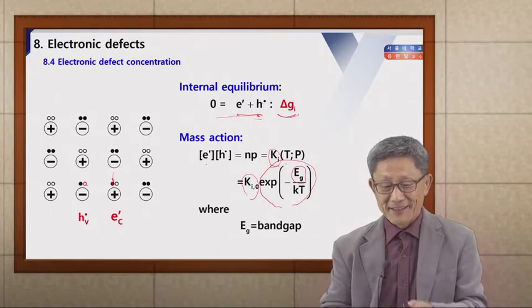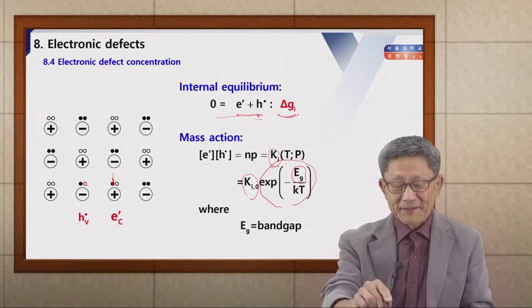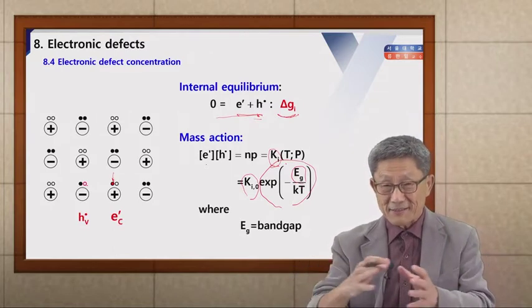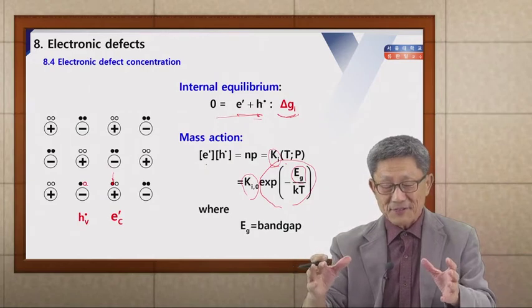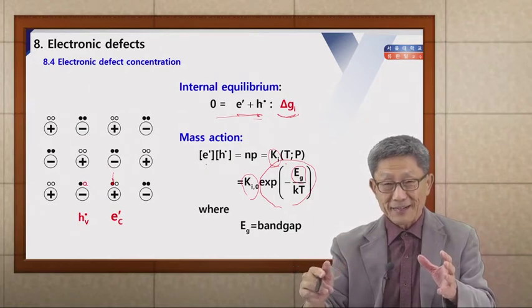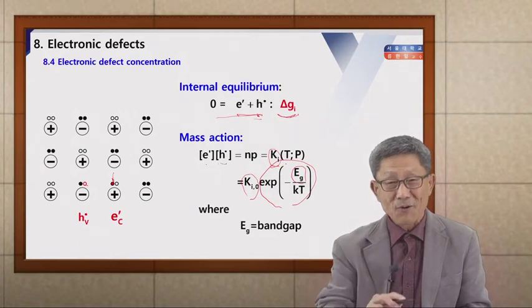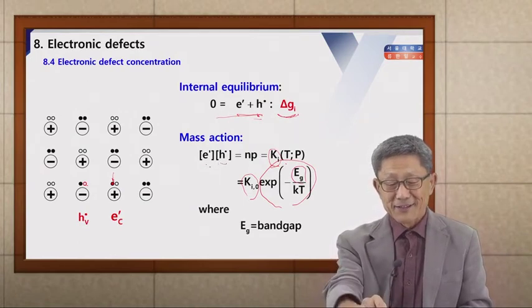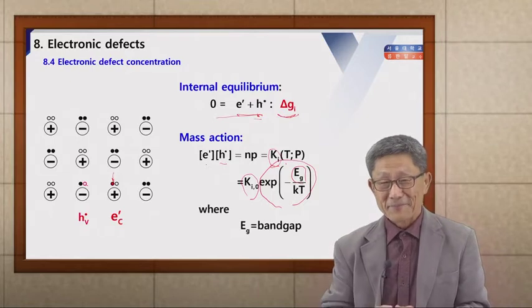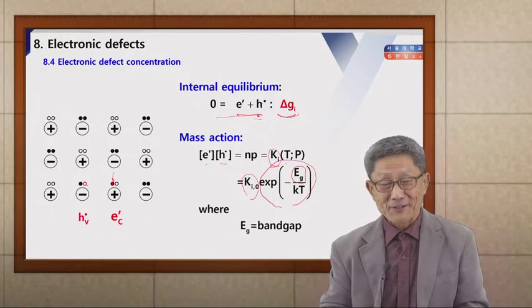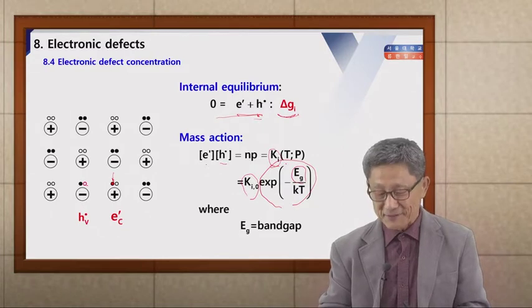Okay? And now, if your system is totally, absolutely pure and the composition is fixed, then due to the charge neutrality condition, the electron concentration should be equal to the hole concentration. Then n equals p. Probably you learned this n equals p relationship from the solid state physics course.